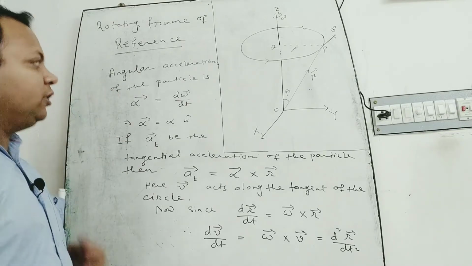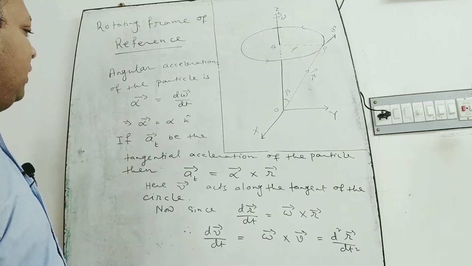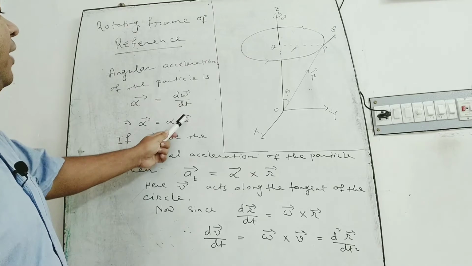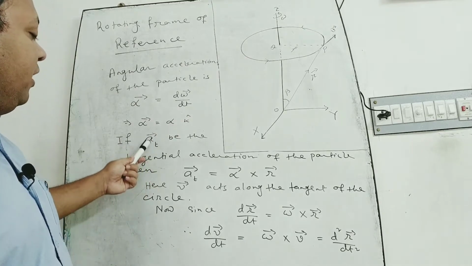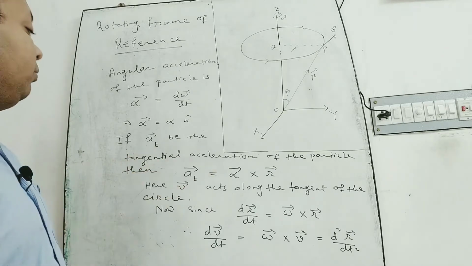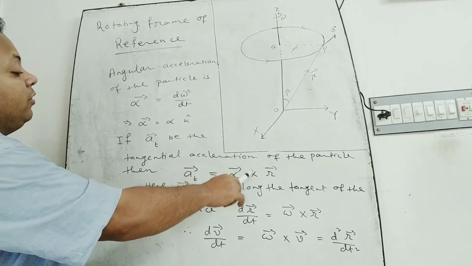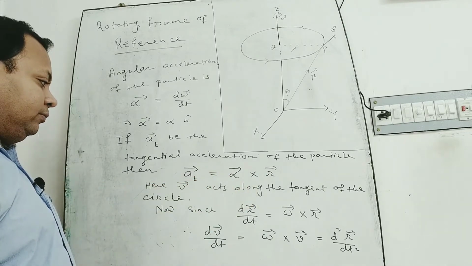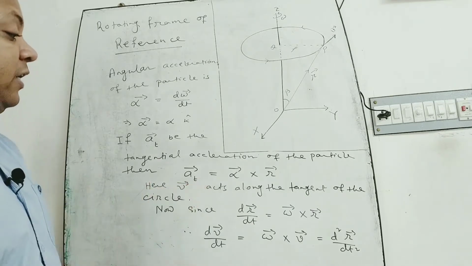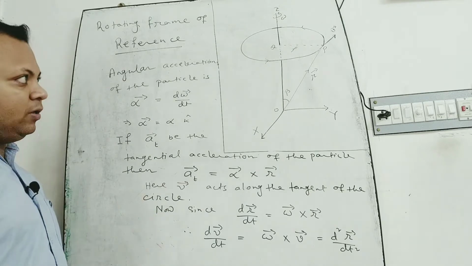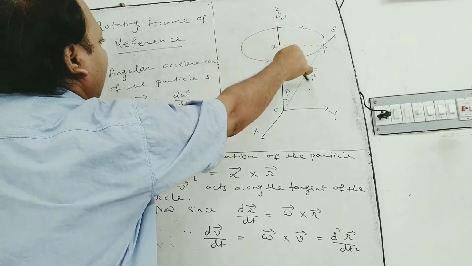Now the angular acceleration of the particle, alpha, is equal to d omega dt. That is, alpha vector is equal to alpha k cap. If a t vector is the tangential acceleration of the particle, then a t vector is equal to alpha vector cross r vector. Here v vector is along the tangent of the circle. That is, v vector is normal to both omega vector and r vector.